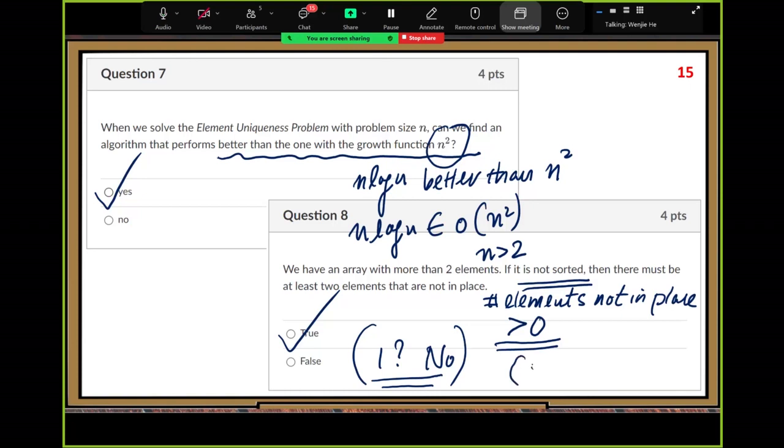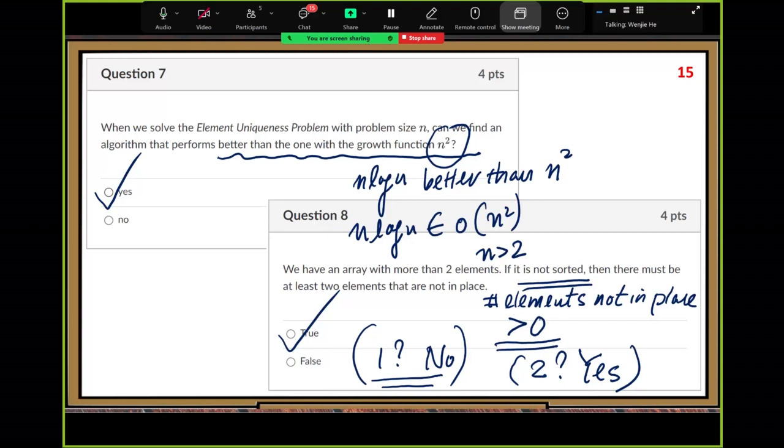So the only thing you can try is 2 elements not in place. Is that possible? Yes. You just swap 2 elements. You start with an ordered array, all in place, then you swap 2 of the elements in the ordered array. So you get 2 elements not in place. That's simple.